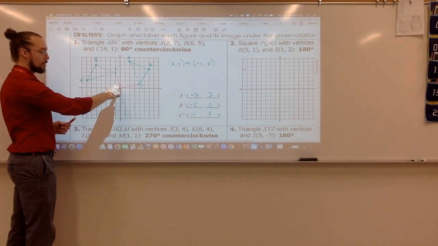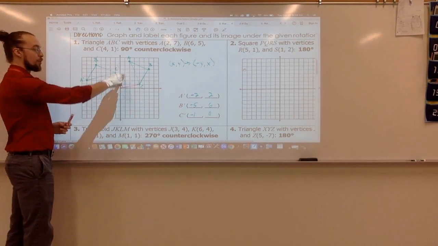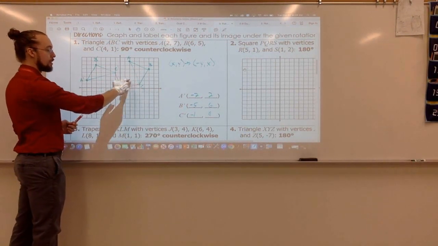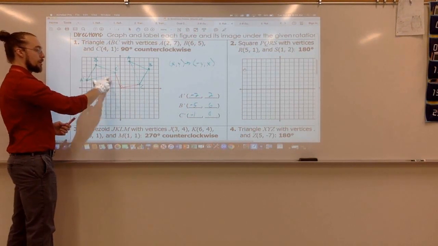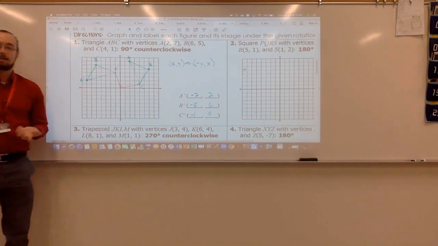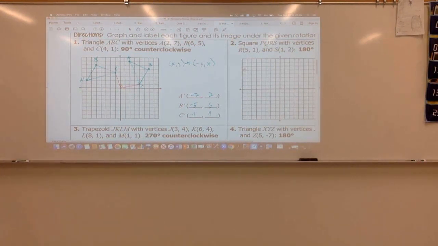So if I were to do that with every single point, if I connected A here and then here, I would get a perfect right angle. Same thing with B. If I drew a line from B to the origin, then to B prime, I would get a perfect right angle. And each of these lengths would be exactly the same. So that's what's happening when we're rotating 90 degrees.